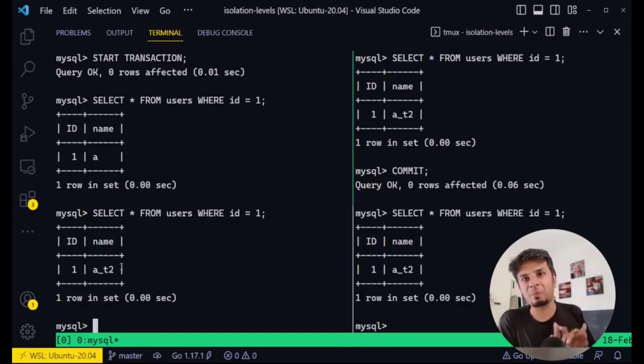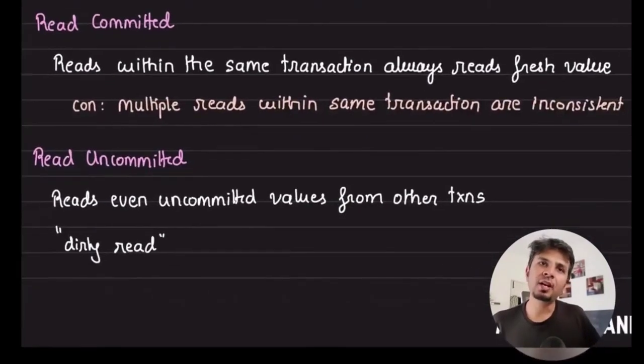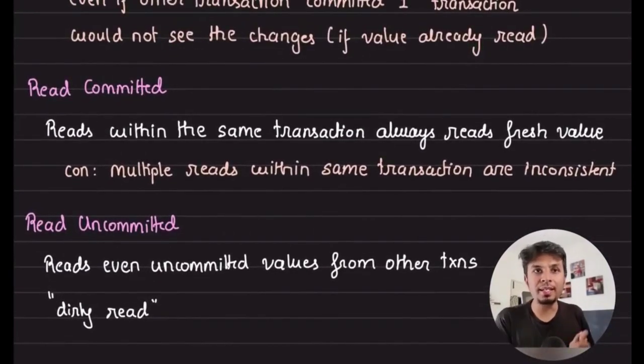This is a problem. Why? Because with read committed, you get a little better throughput, but the problem is that the reads you are doing are now inconsistent. The next isolation level that I'd like to talk about is read uncommitted. It is much more lenient than read committed.